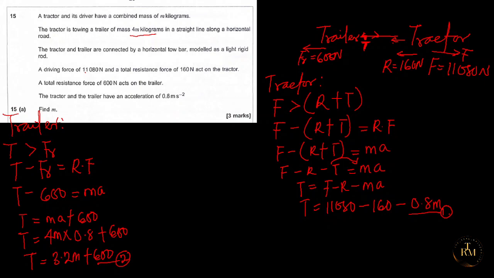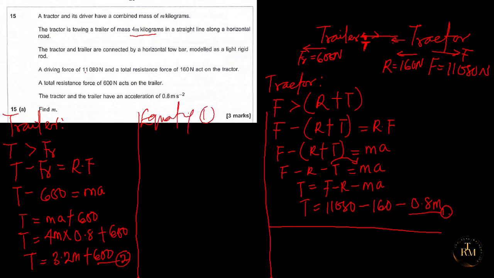Right, so the next thing I'm going to do is, I have tension in equation 1 and tension in equation 2, which is actually the same tension on both sides. So what I'm going to do now is equate equations 1 and 2. Equating 1 and 2, we have 3.2m plus 600 equals 11,080 minus 160 minus 0.8m.